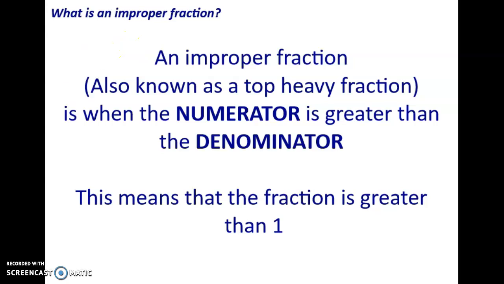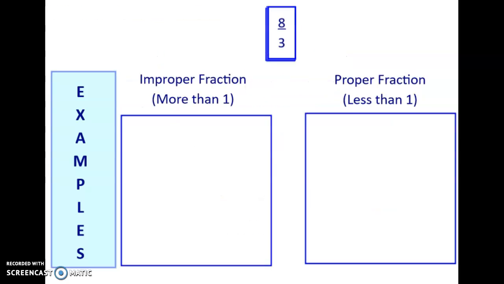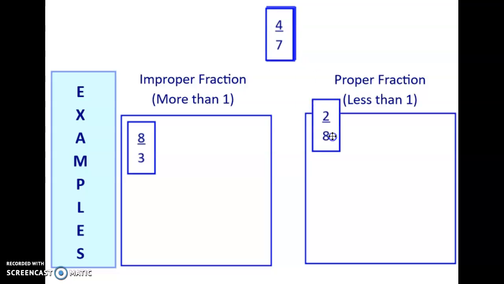Let's have a look at some examples of deciding if a fraction is proper or improper. So my first fraction is 8 over 3. 8, the numerator, is bigger than 3. So that is an example of an improper fraction. It is more than 1. What about 2 over 8? Where do you think that should go? That's less than 1, a proper fraction, because the numerator is smaller.